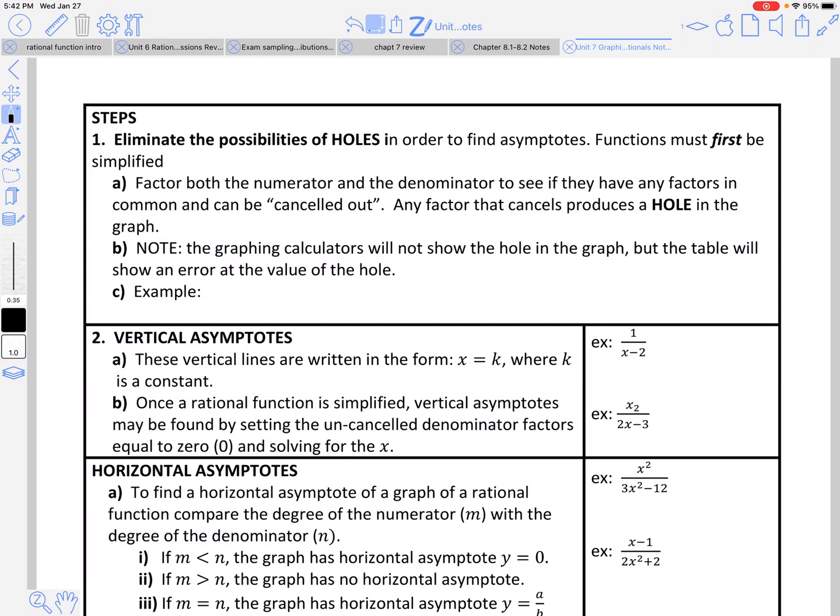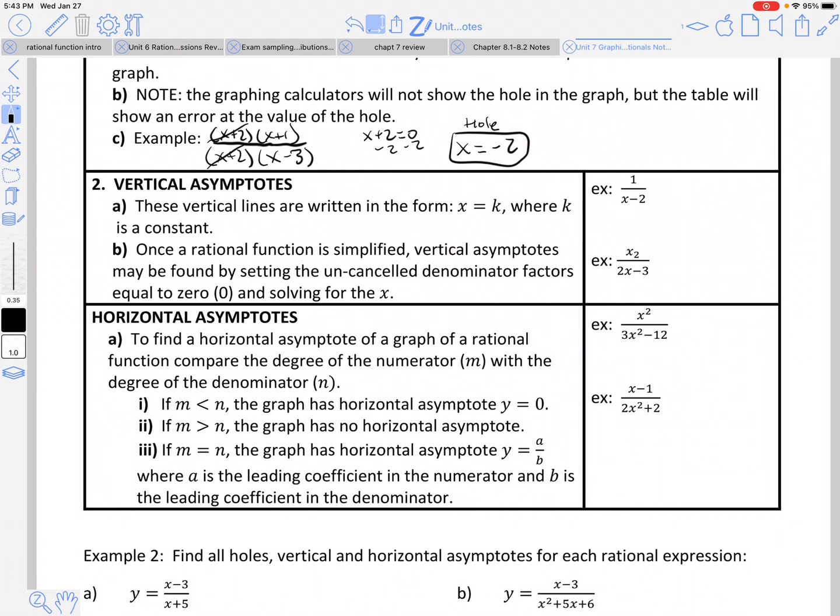All right, so if you are looking for asymptotes, you're going to factor. So step A says factor both the numerator and the denominator, see if you have any factors in common that can be canceled out. So for example, I factor, I get x plus 2, x plus 1, and in the denominator I factor, and I get x plus 2, x minus 3. Okay, so I factored both the numerator and the denominator, and then I notice x plus 2 can be canceled out. And so that means I have a hole, and you set it equal to 0, we'll see in the notes. I have a hole at -2. All right. The graphing calculators, if you try to put this in your calculator, you won't see the hole in the graph. But the table will show an error, and I'll show you how to do that either this time or next lesson, maybe next lesson. Okay.